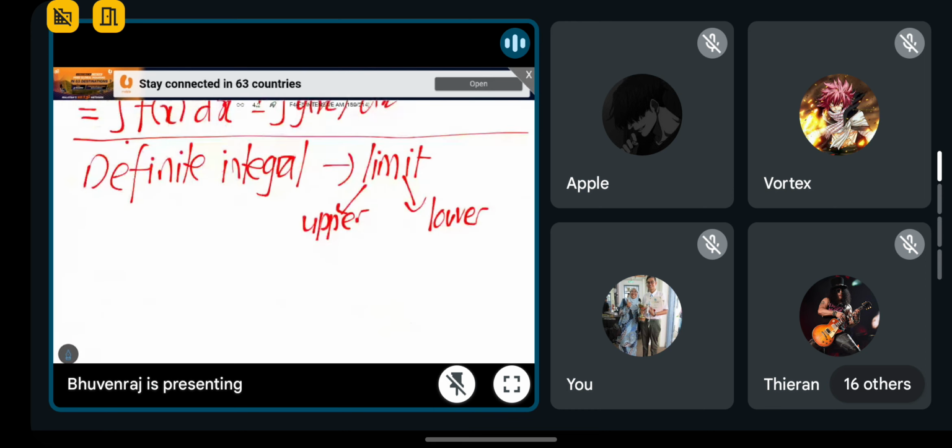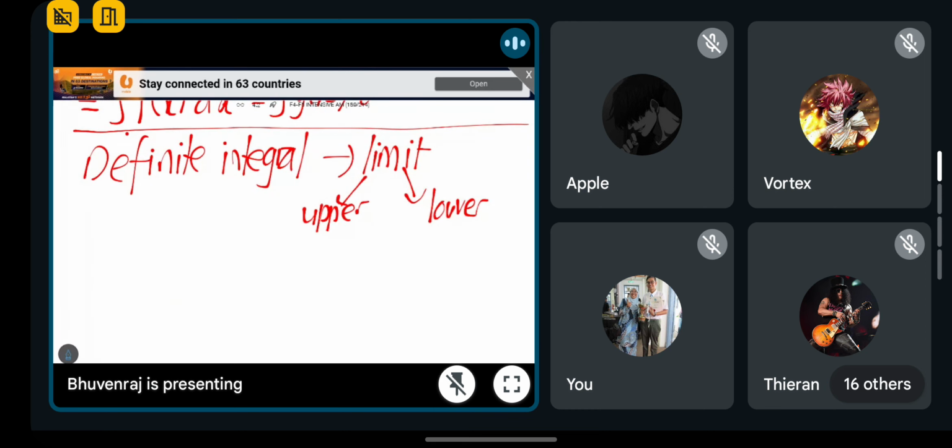The lower value will be called lower limit. The higher value is the upper limit. That is how you write it. Okay, the first formula here. Let's say I write the symbol like this, general symbol. So how do you actually integrate this?